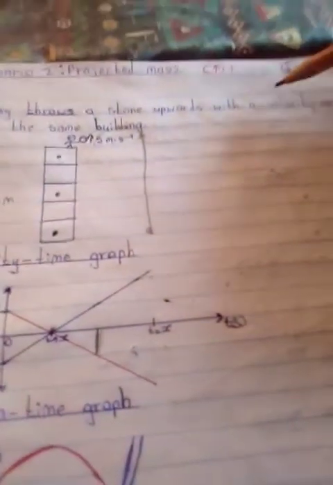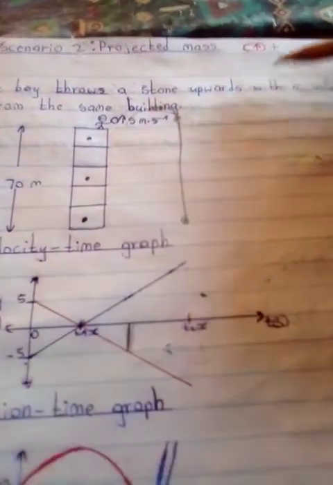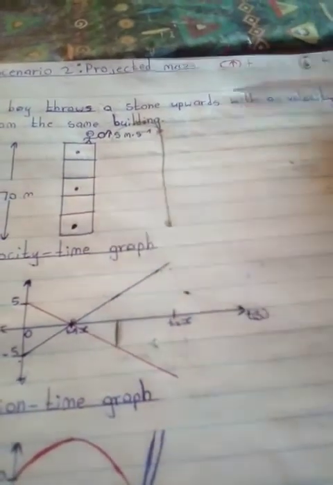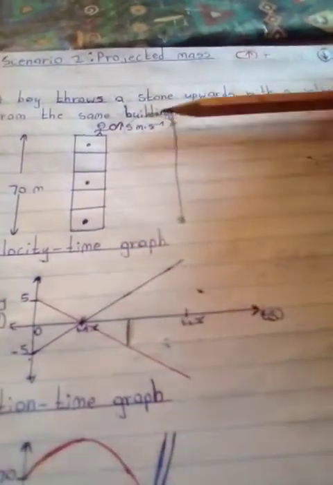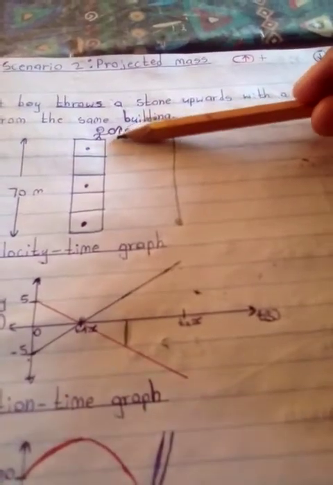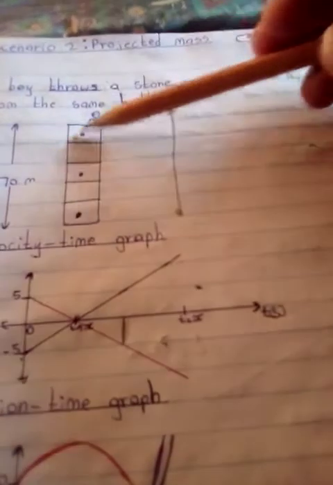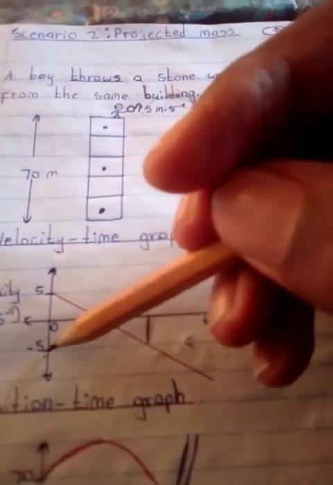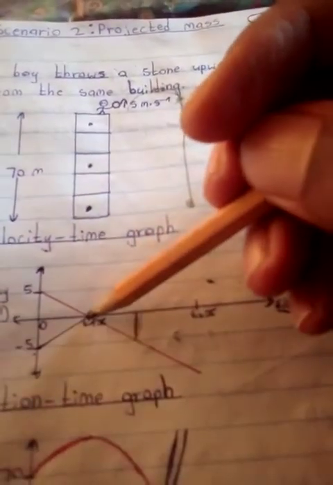Okay, what about when you choose downwards as positive, represented by the blue line here? You choose downwards as positive. Initially your stone is going up, so it experiences what? Negative velocity. That's why it will start from -5, -4, up until 0, where it reaches its maximum height.